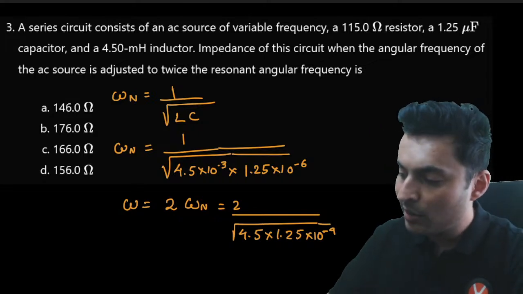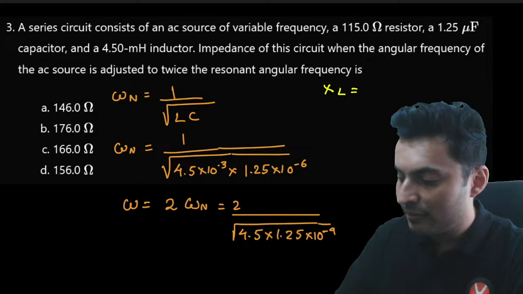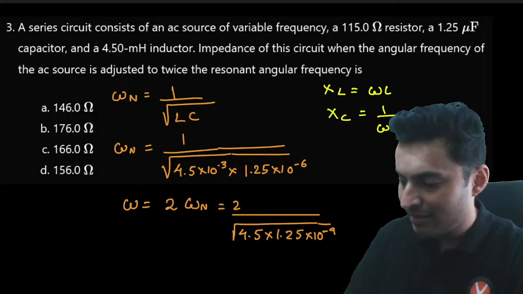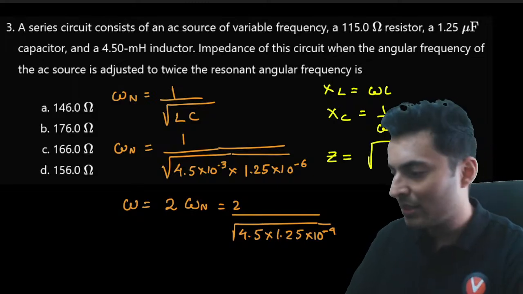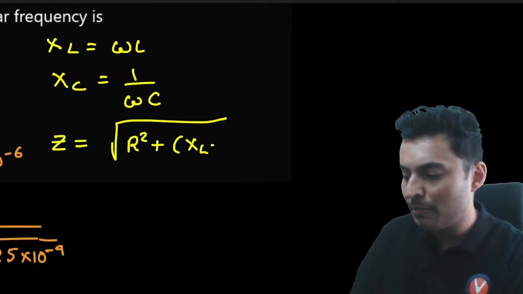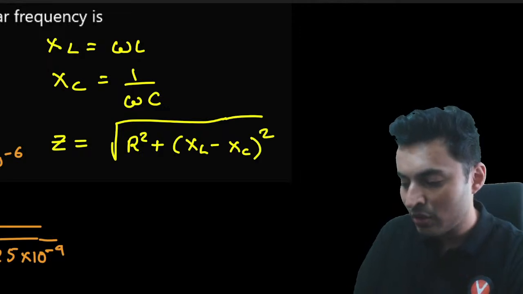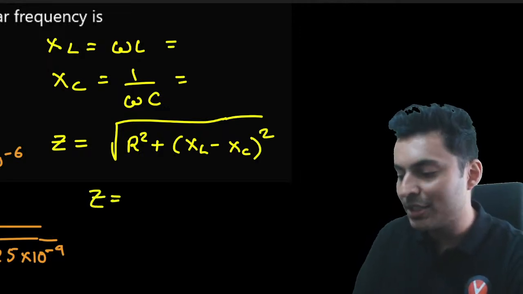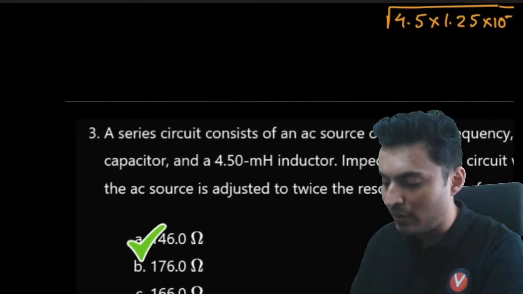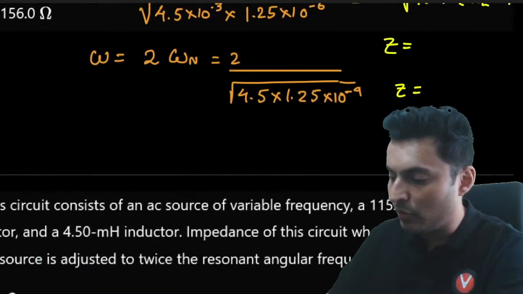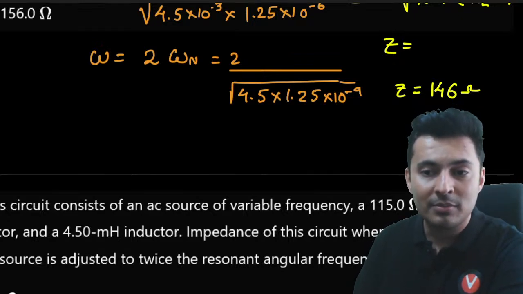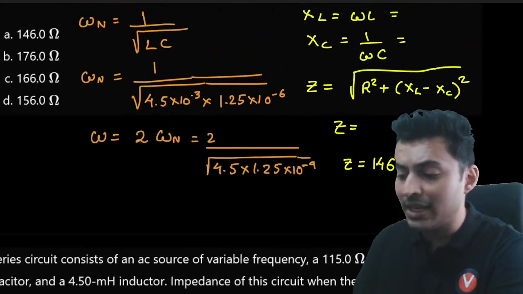Then once you get this omega, find XL, which is omega L, then find XC, which is 1 by omega C, then find Z by using this particular formula, which is nothing but root of R square plus (XL minus XC) whole square. Solve this and you'll get the answer. You have to find each of these values, substitute them, and then you will get the final answer to be basically around 146 ohms. So it's a lengthy problem. But, you know, it will give you the answer.